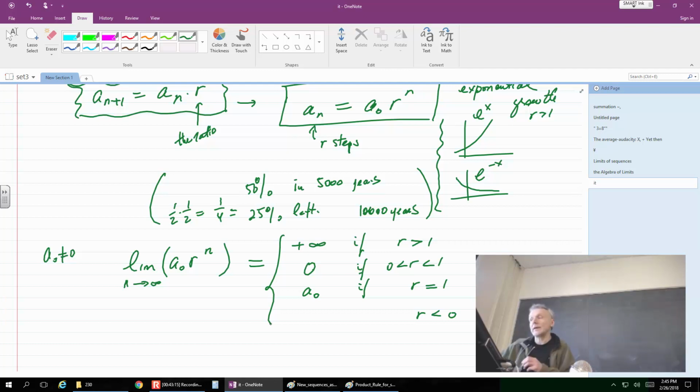Suppose r, as an example, pick r equal to -1. What's going to happen? Multiply by -1, by -1, by -1, by -1. What's happening? It's going to diverge, yeah. So it will oscillate between -1 and 1. So it's not going to infinity or negative infinity. It's literally going nowhere, figuratively.